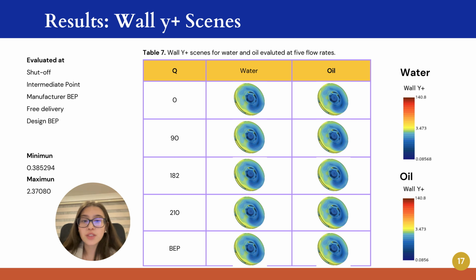This is the vector seen for both water and oil at the BEP flow. The direction is counterclockwise, meaning that the fluid moves in the direction of the discharge. Therefore, the simulation was designed correctly.